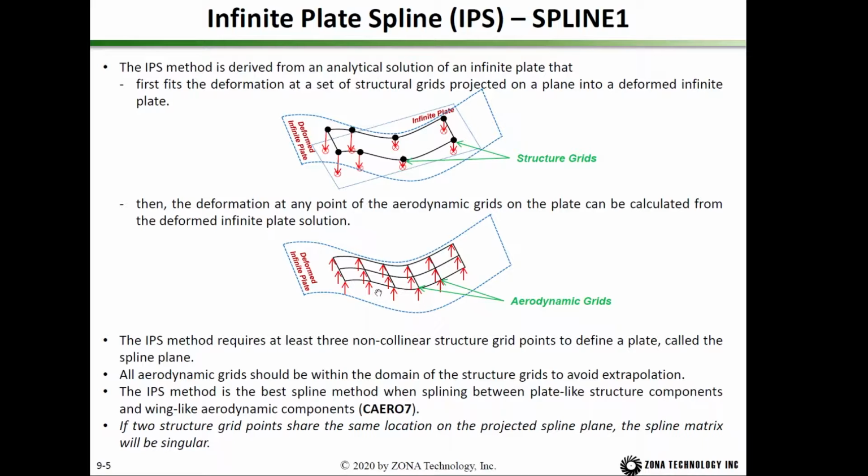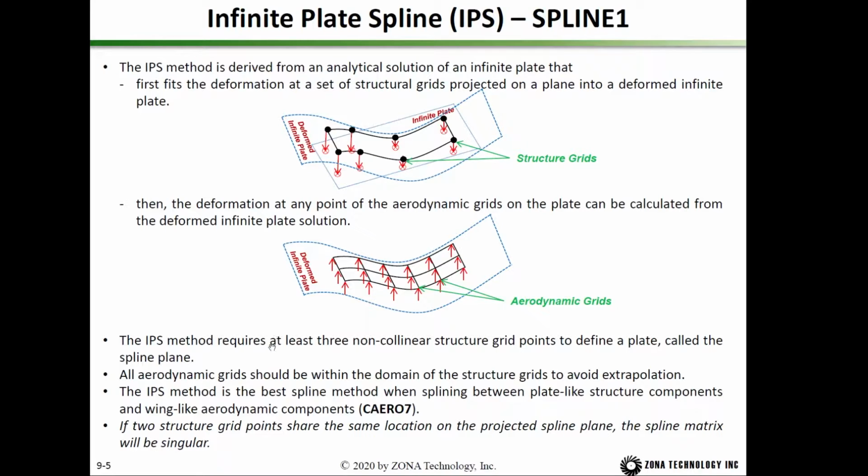Okay, because the boundary condition of this infinite plane is at infinity, the deformation goes back to 0. So in general, the plane will gradually curve back to 0. This is the reason in all the spline methods we want to avoid extrapolation. So all the aerodynamic grid points must be within the domain of the structure grid domain.